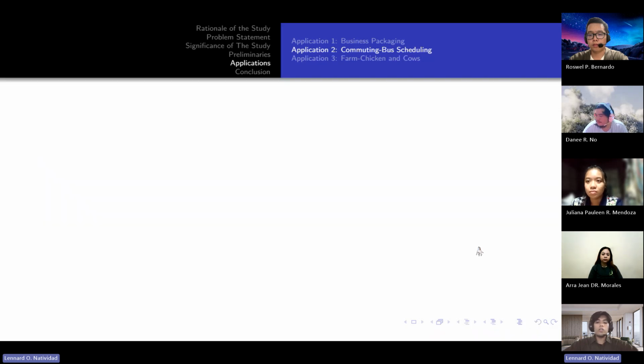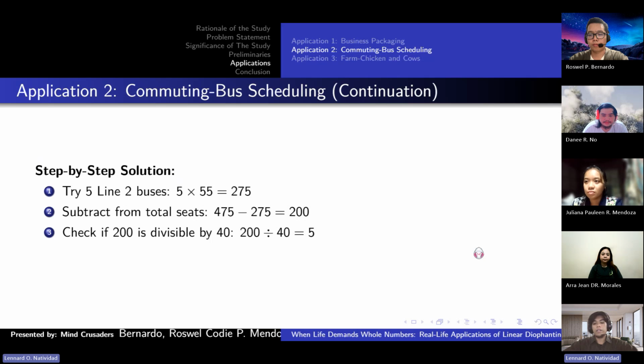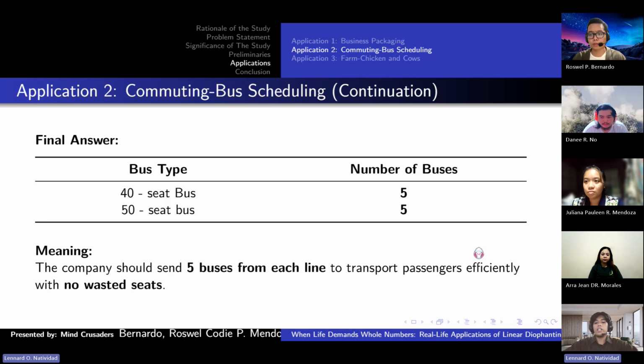To solve this, we look for a combination that fits 475 exactly. If we try sending 5 line 2 buses, it gives us 5 times 55 equals 275. Subtracting it from 475, it gives us 200. Now, see if 200 is divisible by 40. 200 divided by 40 equals 5. So the solution will be 5 buses from line 1 and 5 buses from line 2. Meaning, to transport 475 passengers efficiently, the company should dispatch 10 buses in total, 5 of each type. This ensures no wasted fuel and no stranded passengers.